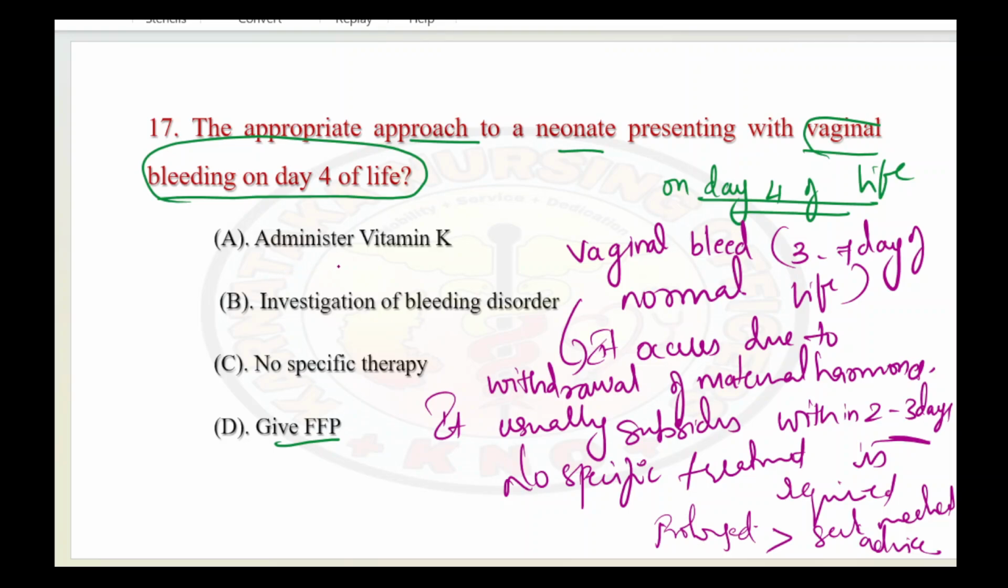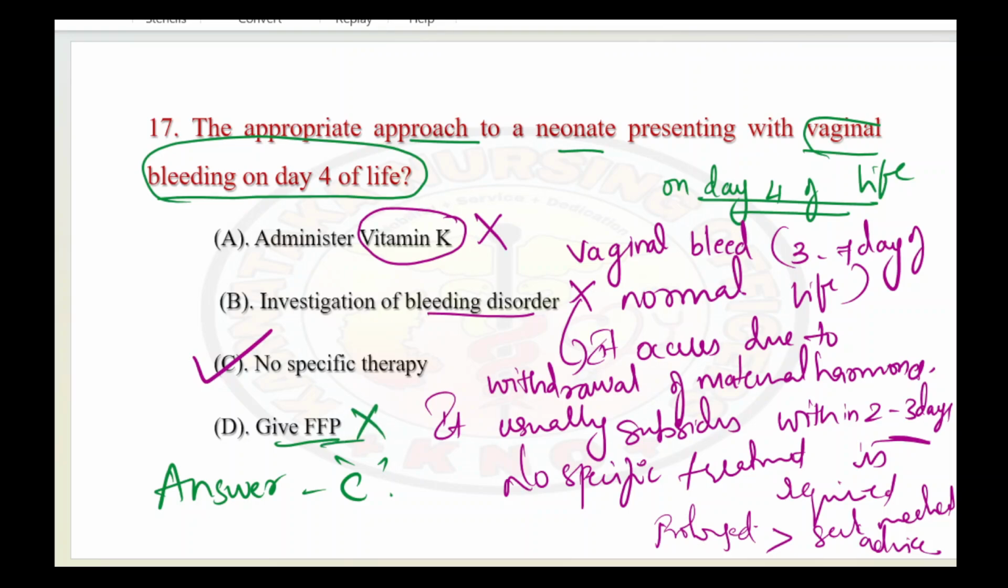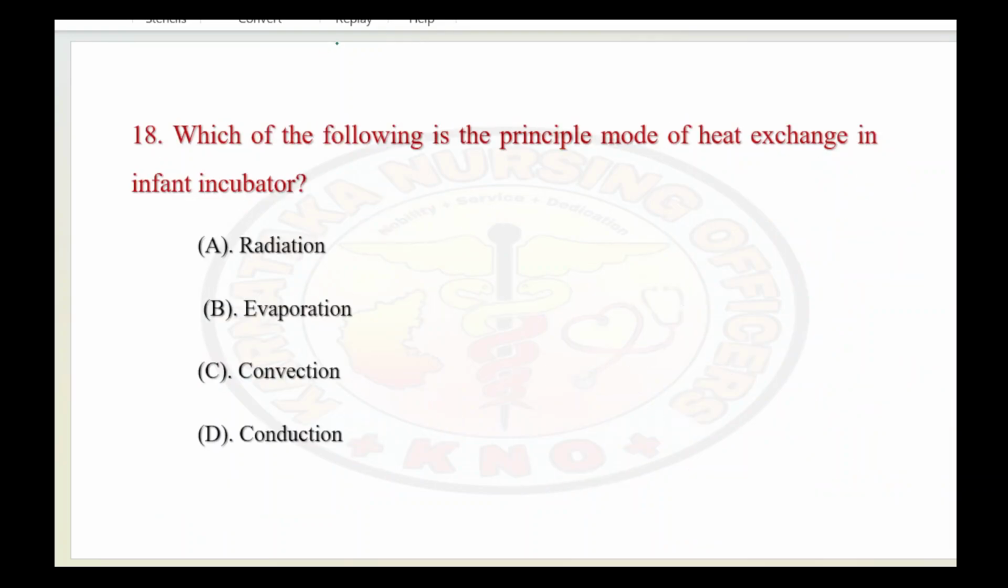The options here: administer vitamin K, already we have given at birth, so again no need to give. Excess vitamin K will lead to jaundice, so no need to give. Investigations of bleeding disorders, again not required. No specific therapy is the right answer. So the answer is C. Giving FFP would be a wrong answer, because that is for severe blood loss. In severe blood loss you can give FFP, but otherwise that is not the right answer. Right answer is C. So let's see the next question here.